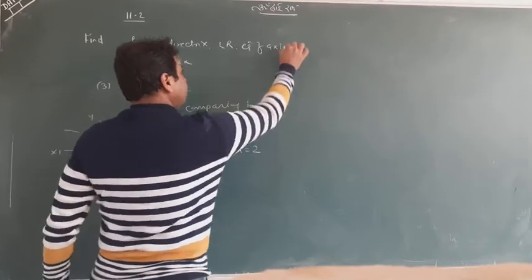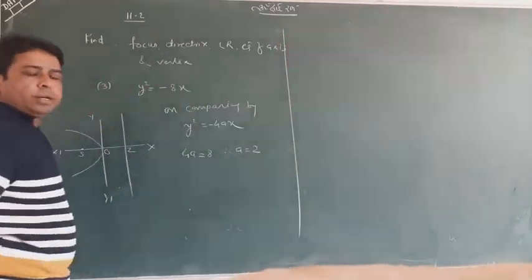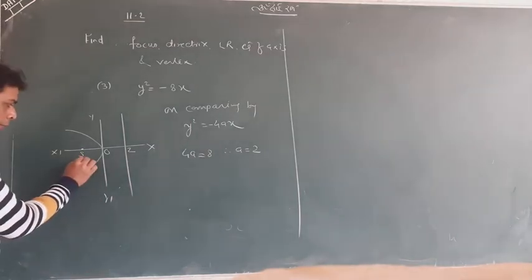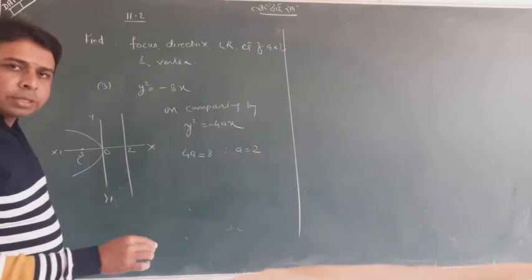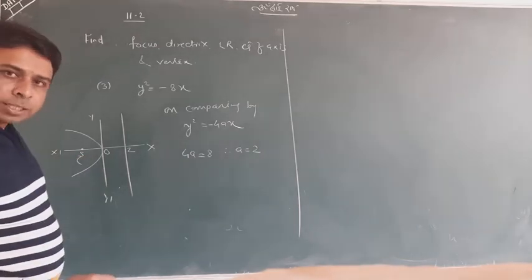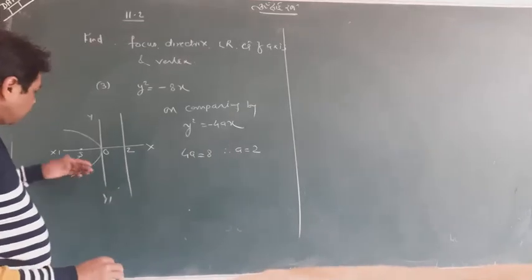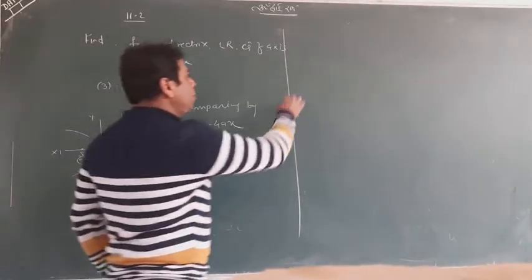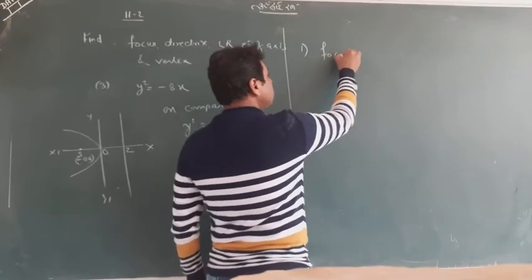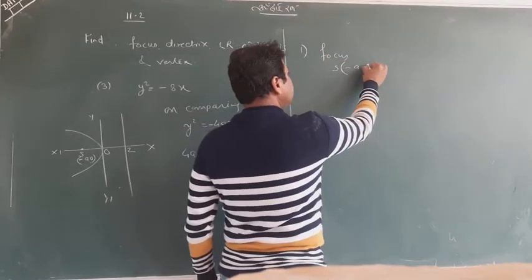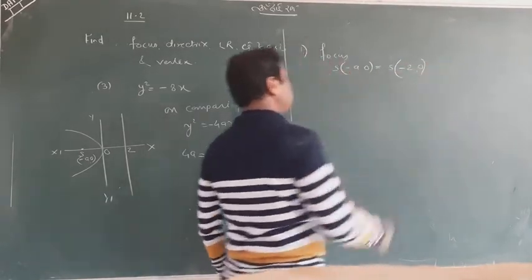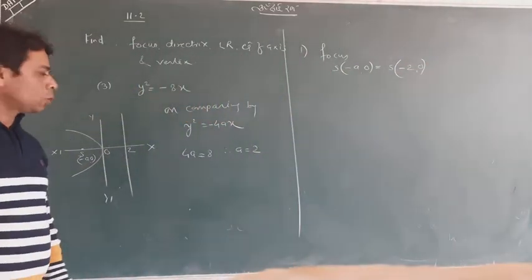So after finding the value of a, you can go to the focus. You should know the focus is (a, 0). This time it is going to be (minus a, 0) because it is on the left side. So I first write for the focus that the focus is (minus a, 0), or (minus 2, 0), where a equal to 2. So we have got the focus.